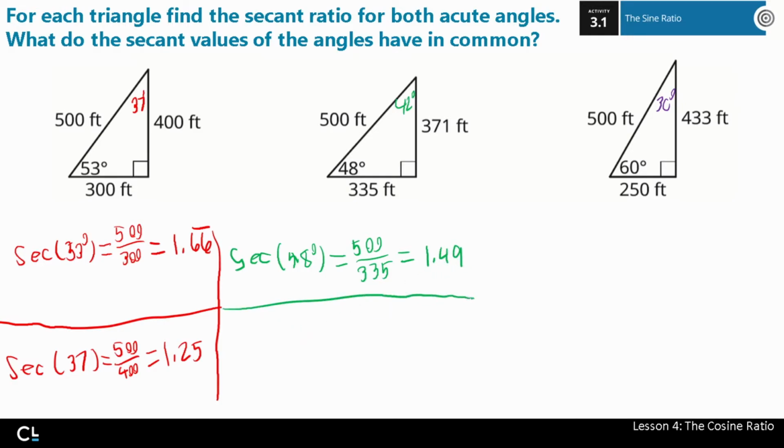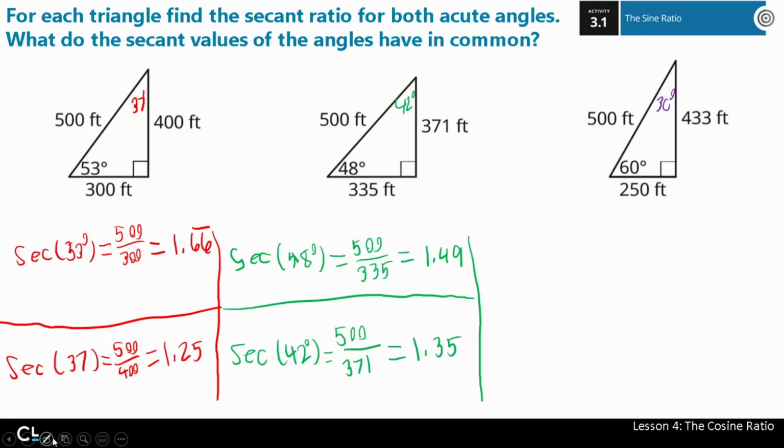Next up, we have the secant of 42 degrees. So that's 500 over the adjacent number to 42. Our adjacent side is 371. So once again, just plug it into the calculator. We get 500 divided by 371. And that gives me, once again, I've got to round it here to our second decimal place. It's going to give me 1.35.